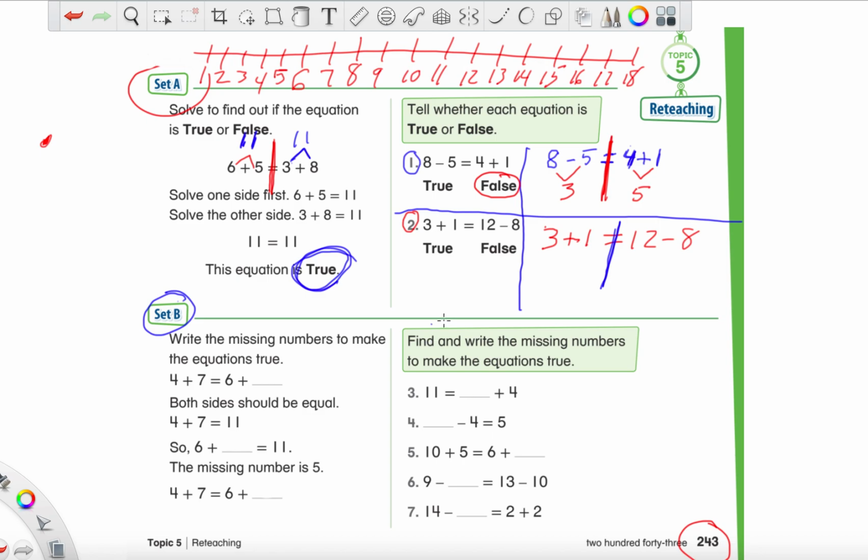Unless it's a really weird one like number 4. Number 4 is really, really odd. I really don't like problems like that, and I will explain why in a minute.